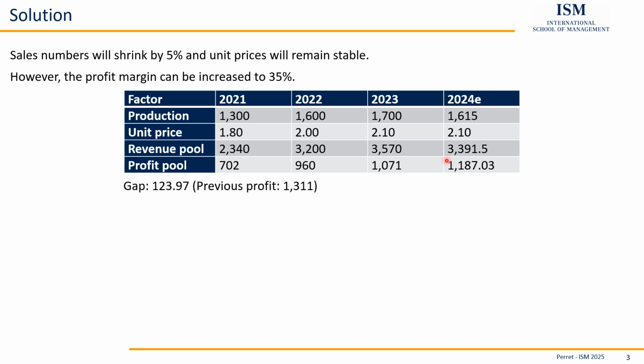These new profits I'm going to compare with the previous profits from the first forecast, which are repeated here as 1,311, and I get a difference of 123.97. This then is my gap, the difference between the old forecast and the newly adjusted forecast.